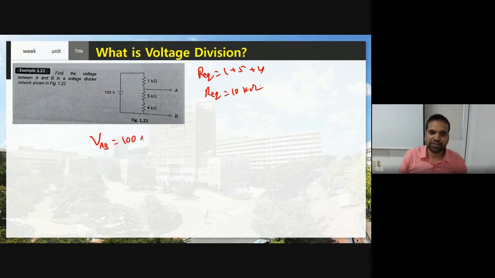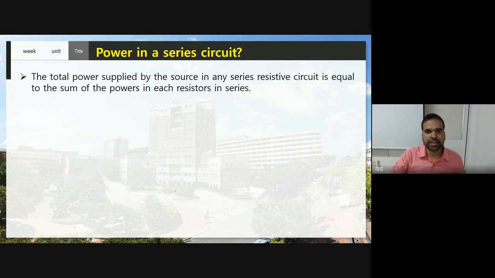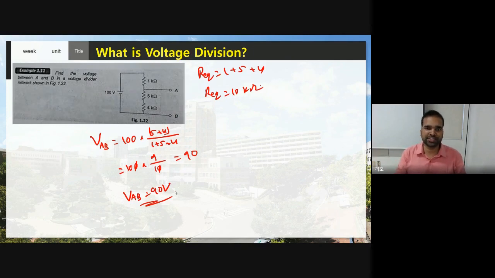100. Now where you are finding voltage? Between A and B. So what is the total resistance? 5 plus 4, by, what is the R equivalent? 1 plus 5 plus 4. That's it. This is the formula. Therefore 100 into 9 by 10. Okay. This 0 and 0 will get cancelled. And here 10 into 9, 90. So VAB equal to what? 90 volts. This is all about the voltage division concept.